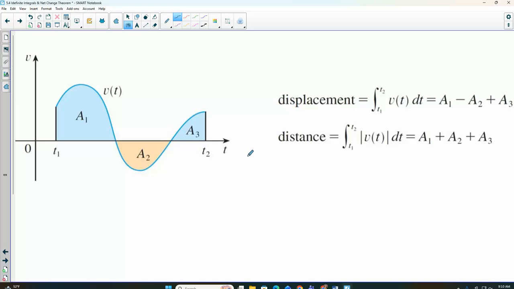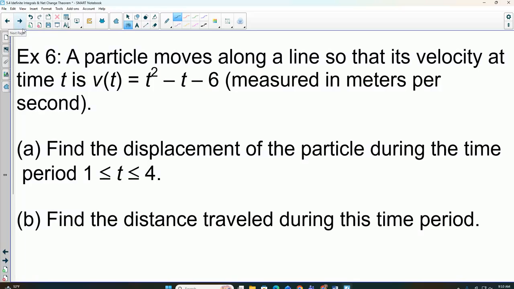Does that make sense? So the distance traveled is like the absolute value. You wouldn't subtract off the negative, we have to add the positive. Displacement is just your overall integral where positives and negatives naturally take care of themselves. So I just want to finish with an example of that, and then I'll give you guys time to work today.